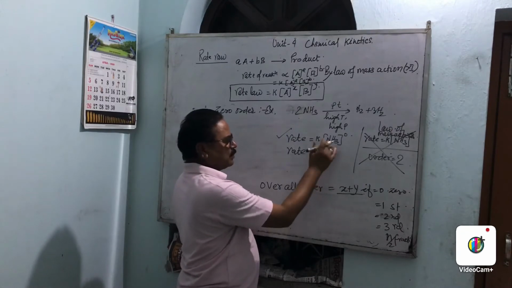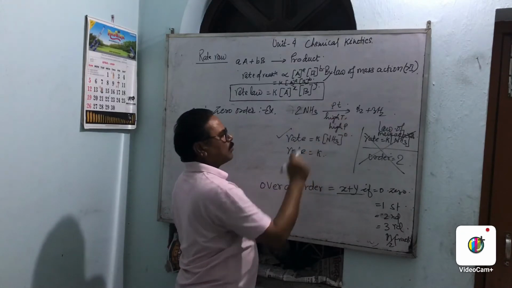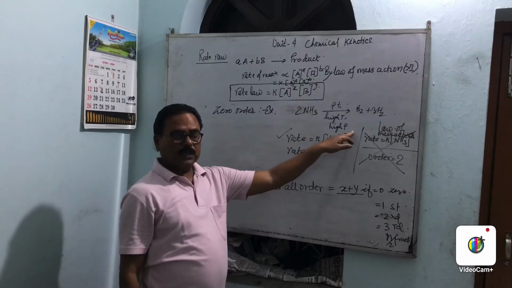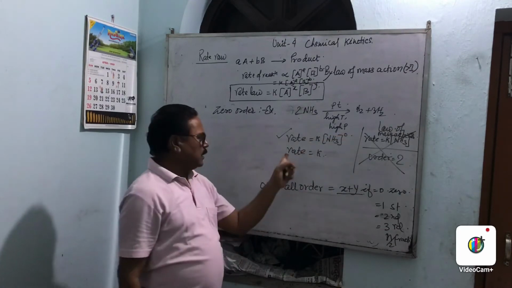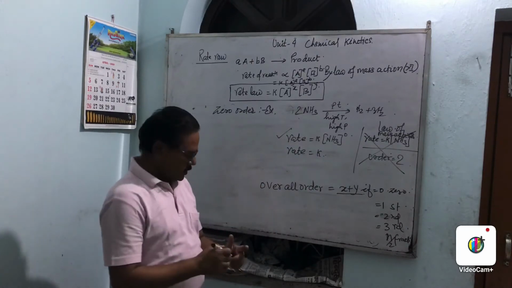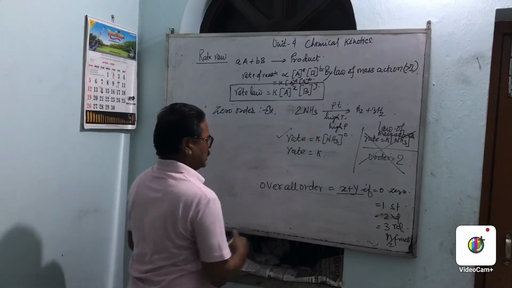If you put 1 here, it means its power is 1. So it is 0, because anything to the power 0 is equal to 1. If rate equals K, it means it is of order 0, a zero order reaction. So this is an example of a zero order reaction.